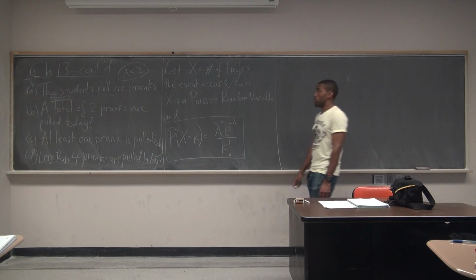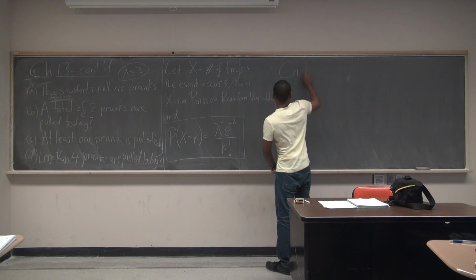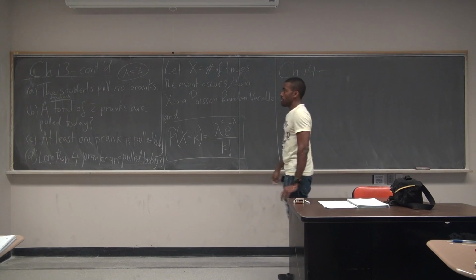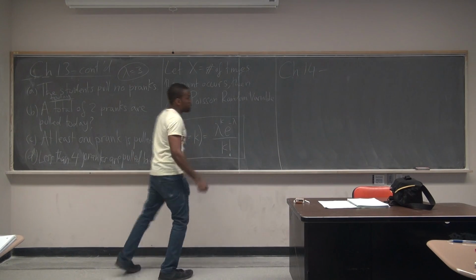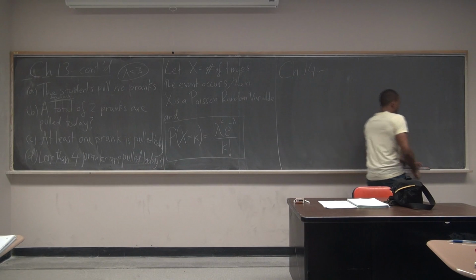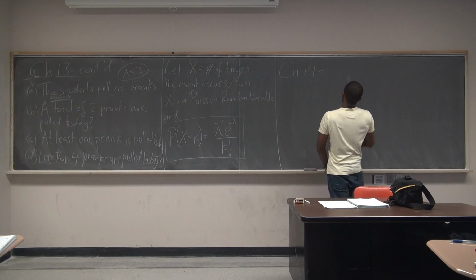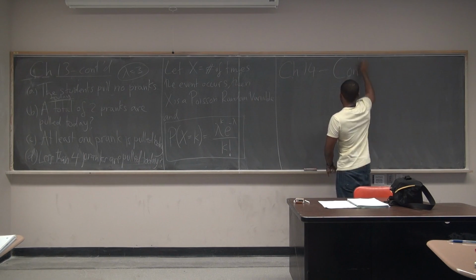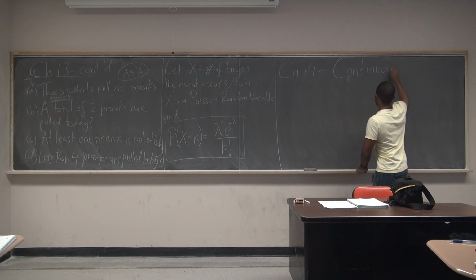Okay, so that actually ends chapter 13. We're going to move on to chapter 14. Things are getting too easy, so we're going to make them more complicated. Forget discrete random variables. We're going to talk about continuous random variables. Oh joy.